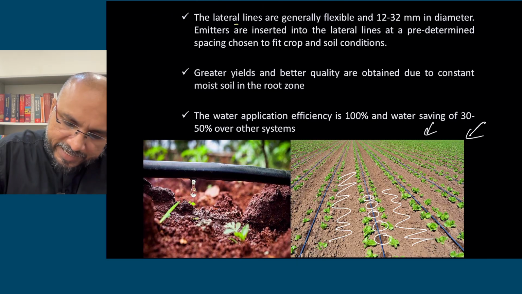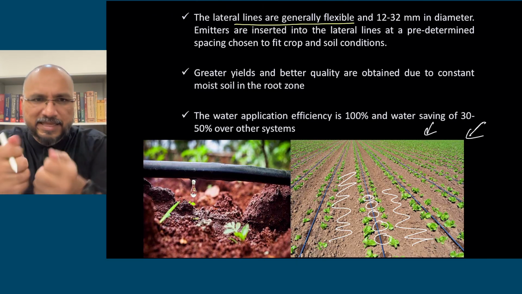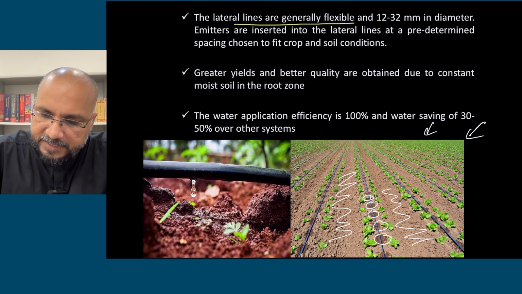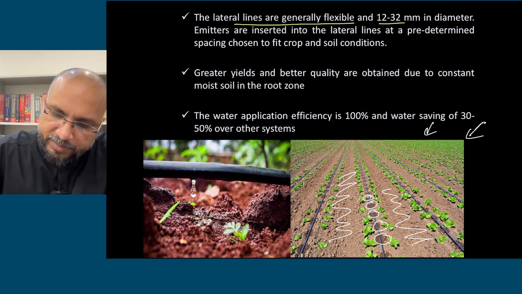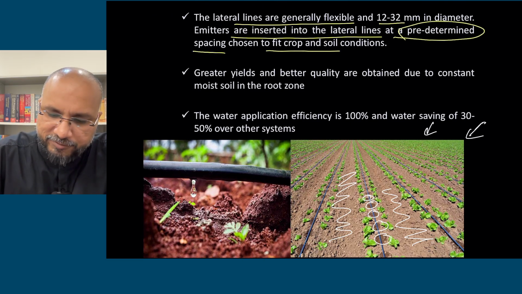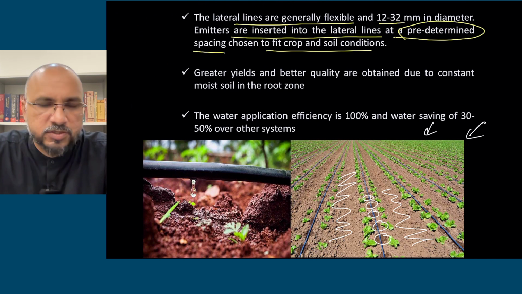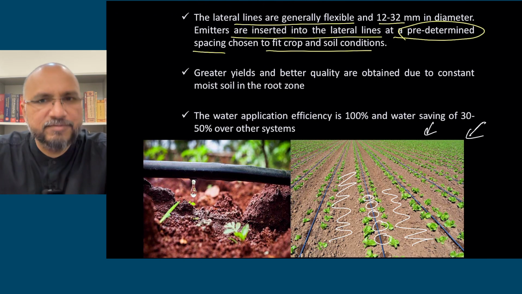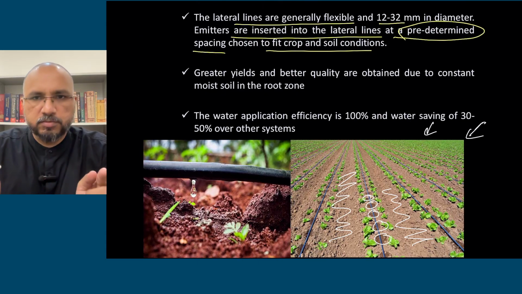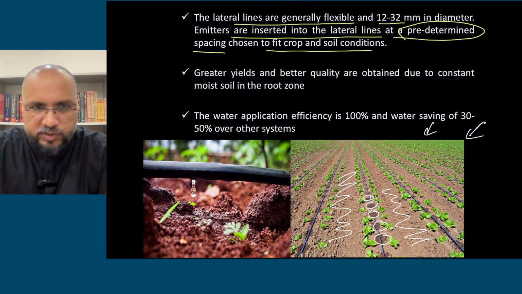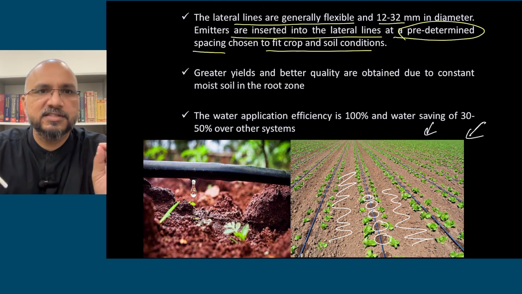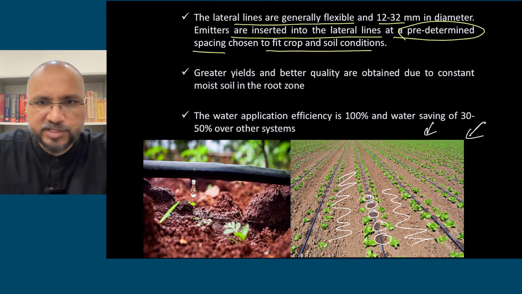Okay, so lateral lines are generally flexible, so you can bend them, flexible pipes हैं, they are of 12 to 32 mm in diameter. Emitters are inserted into the lateral lines at a predetermined spacing chosen to fit the crop and the soil condition. So laterals have to be changed if you change the crop. वो crop कौन सा तुम प्लांट कर रहे हो, वो इंडिविजुअल प्लांट के बीच में जितना डिस्टेंस है उतने डिस्टेंस पे तुम्हारा एमिटर्स होते हैं. You change the crop, you change the emitter, you have to change the laterals.